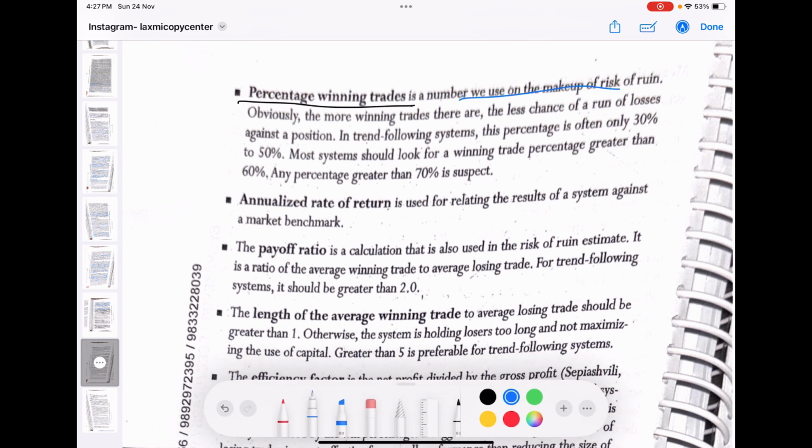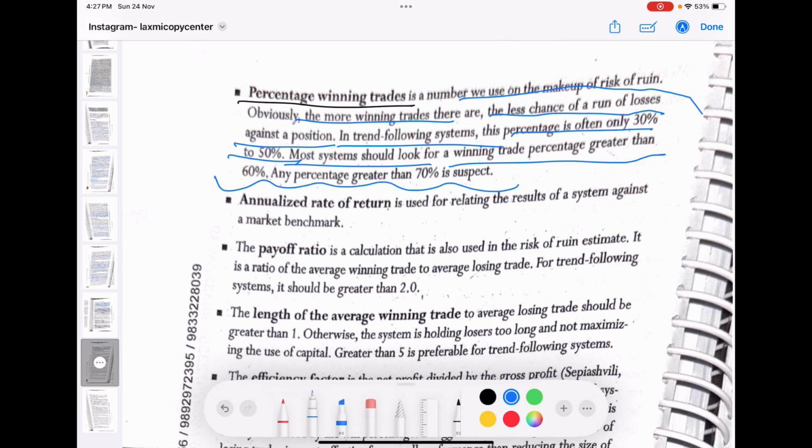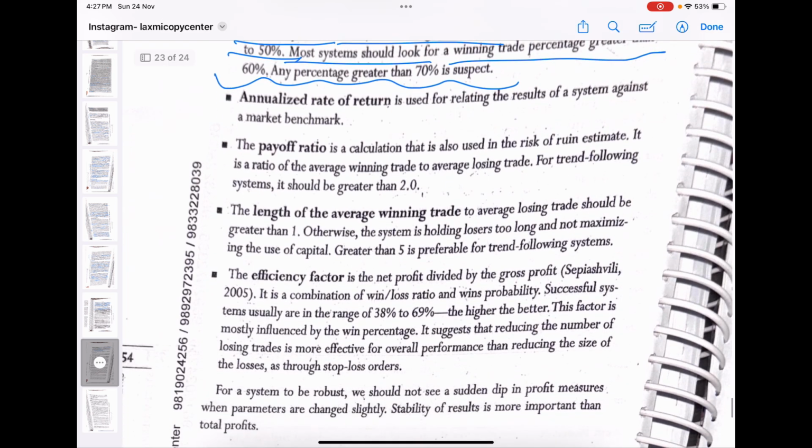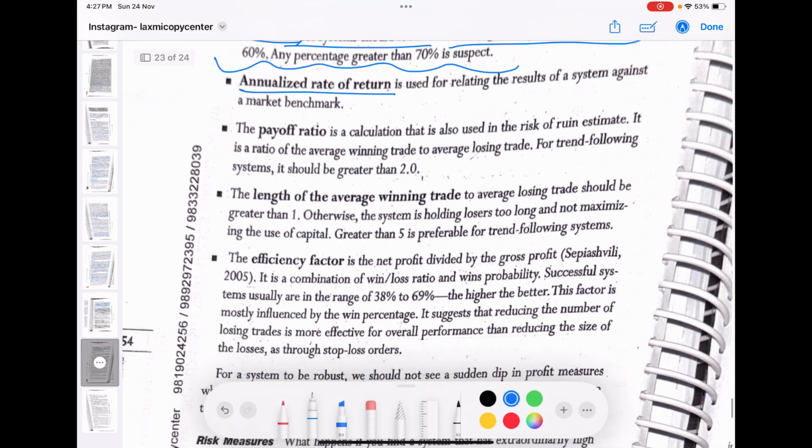Percentage winning trades is used in the risk of ruin calculation. The more winning trades there are, the less chance of a run of losses against the position. In trend following systems, the percentage is only 30 to 50%. Most systems should look for a winning rate which is greater than 60%. Okay. Annualized rate of return is used for comparing systems against a benchmark.